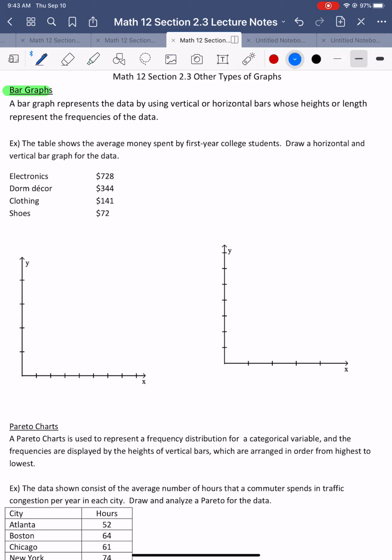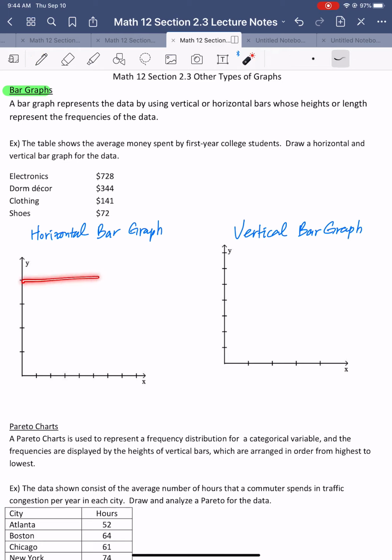For the first graph, I want to make the horizontal bar graph, and for the second one I'll make the vertical one. To be horizontal, we have to have bars like this, and for the vertical, we put the bars like this. So that's the bars. A bar graph has separate bars, while the histogram's bars are connected to each other. Let's do the horizontal graph.